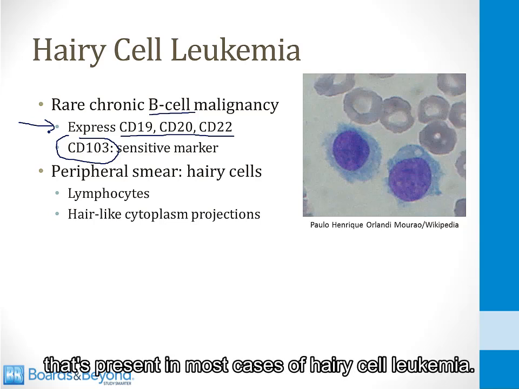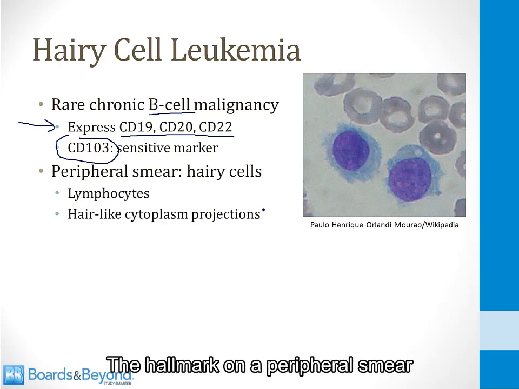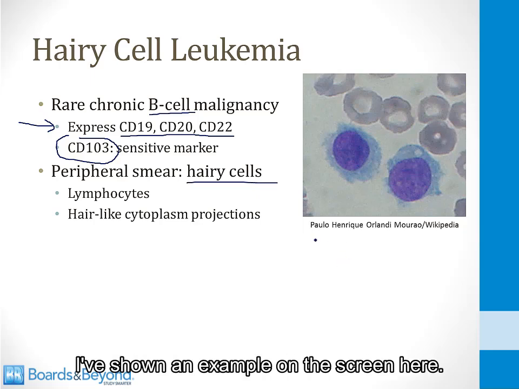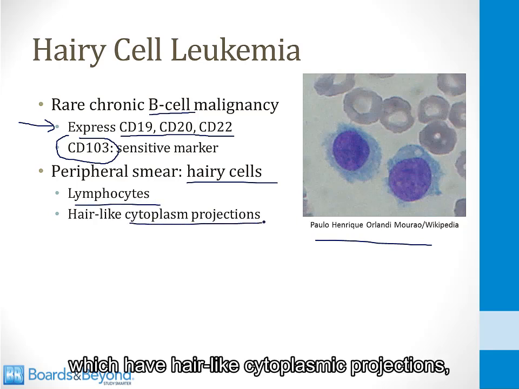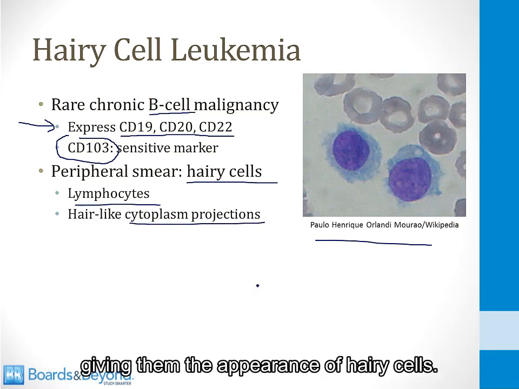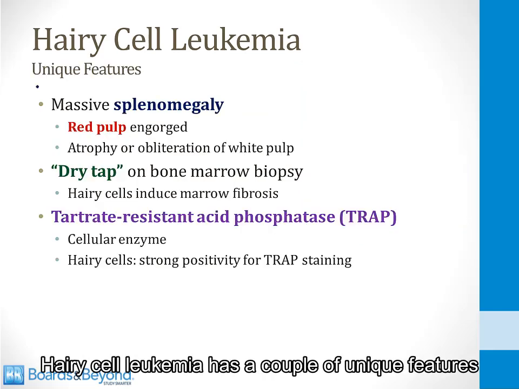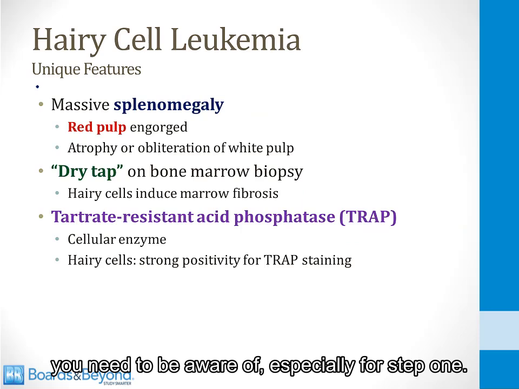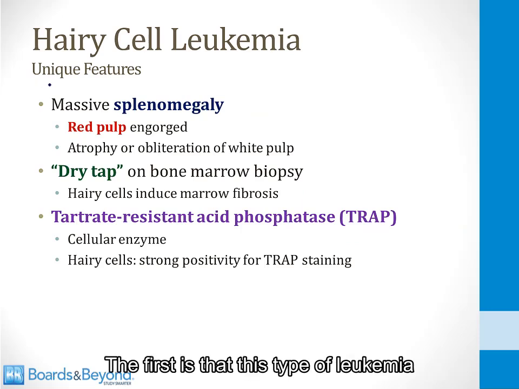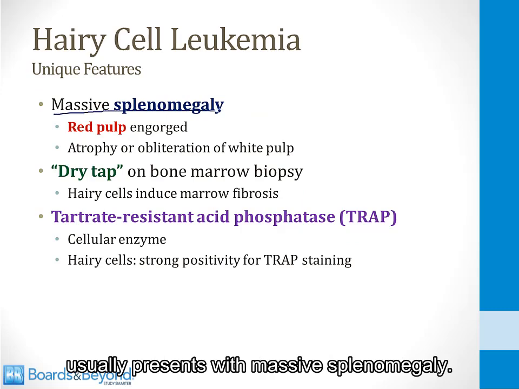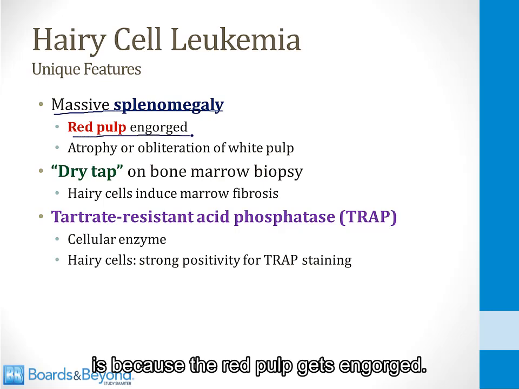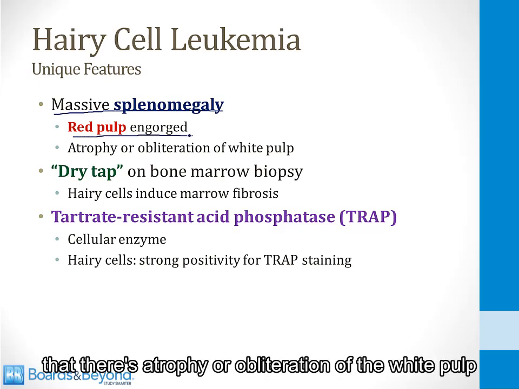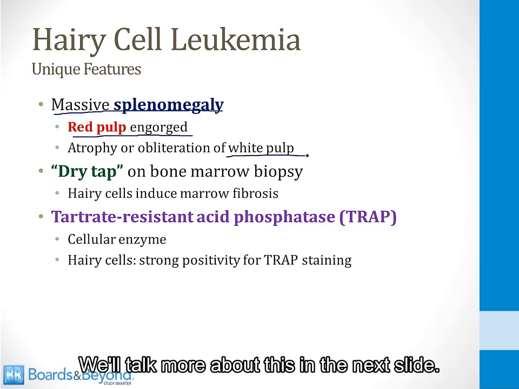of hairy cell leukemia. The hallmark on a peripheral smear is the presence of hairy cells. I've shown an example on the screen here. These are lymphocytes which have hair-like cytoplasmic projections, giving them the appearance of hairy cells. Hairy cell leukemia has a couple of unique features you need to be aware of, especially for step 1. The first is that this type of leukemia usually presents with massive splenomegaly. And the reason the spleen gets so big is because the red pulp gets engorged. The red pulp gets so large that there is atrophy or obliteration of the white pulp in many cases. We'll talk more about this in the next slide.